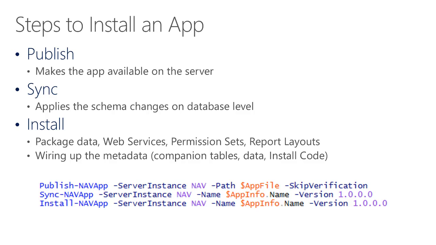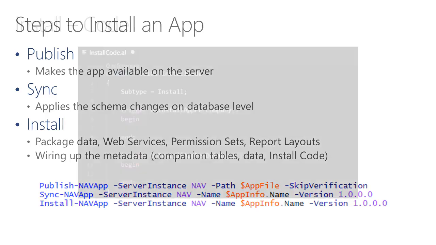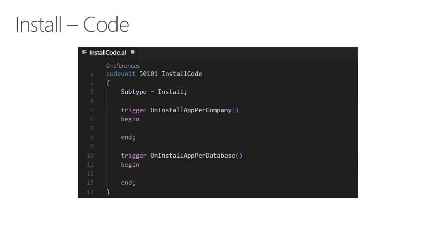And the install code, which is run during the install process, looks a little bit like this. So it is a code unit. It has a subtype equals install, and there's a number of triggers available to be run. So one is on install app per company, and one is on install app per database.